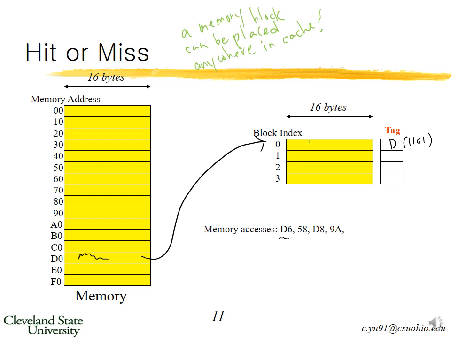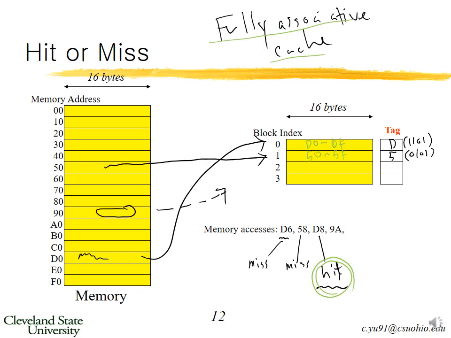So, just please take note of the color coding of the blocks. It is all yellow, which means that any memory block can be placed anywhere in the cache. For example, the first memory access, D6, is copied into the first block in the cache because it's available. And the second memory address, 58, you can just bring the corresponding block into the second block in the cache, because you can place it anywhere in the cache, right?